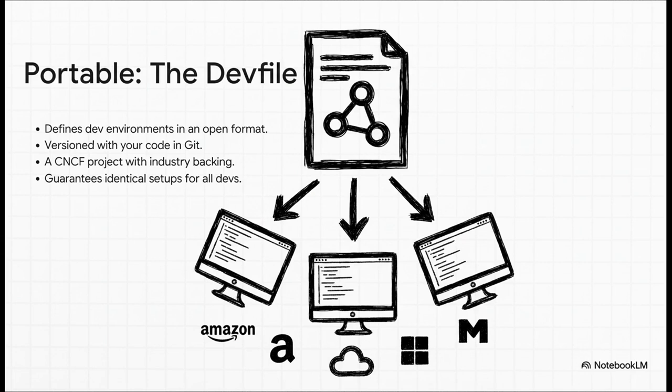The secret sauce that makes all this portability possible is something called the Devfile, and it's actually pretty simple. It's just a text file that lives right alongside your code in Git. But this file defines everything your workspace needs. And this isn't some niche one-off idea. We're talking about a Cloud Native Computing Foundation project, a CNCF project, with big names like Red Hat, AWS, and JetBrains behind it. That little file is the absolute key to making sure every single developer has the exact same setup.